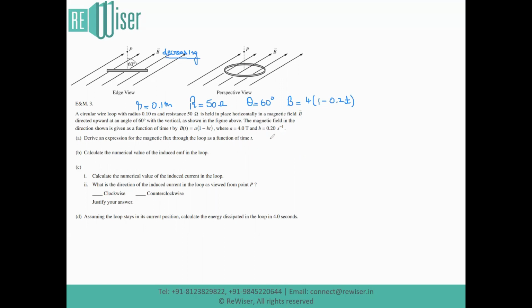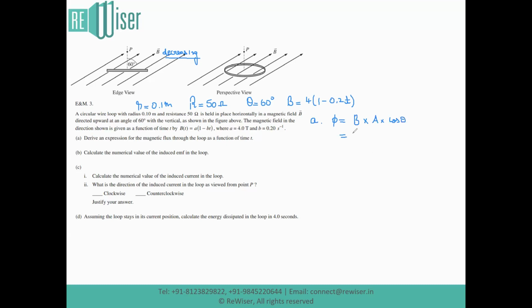Part A asks us, derive an expression for magnetic flux as a function of time. Since we're not given limits, there is no need to write the integral formula. We'll just write the trigonometric formula. Flux phi is equal to field into area into cosine of the angle between the normal and the field lines. So here the field strength is B, into area of a circle, into cosine of theta.